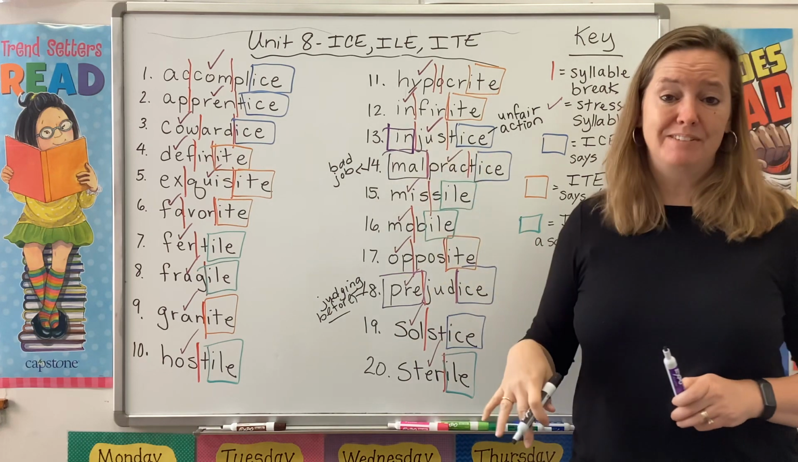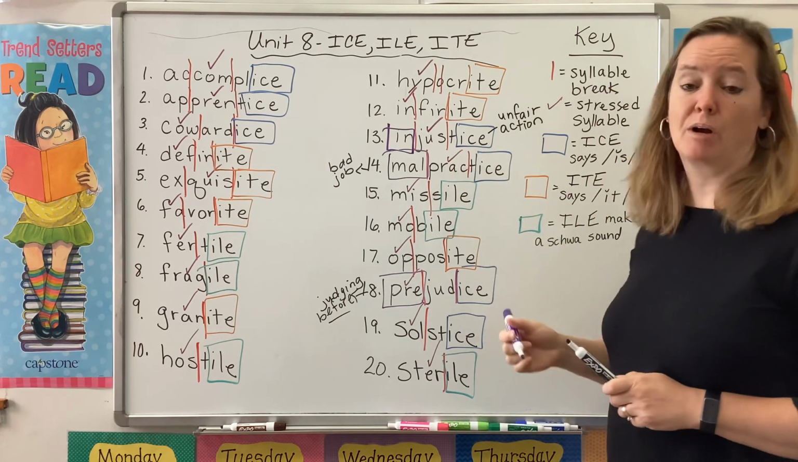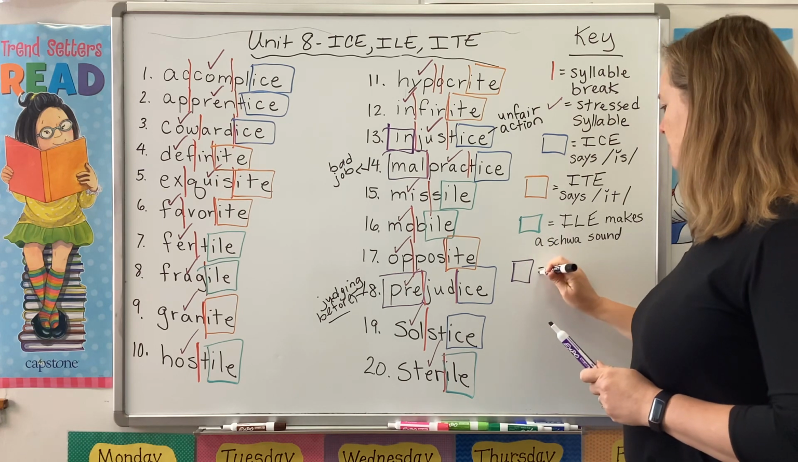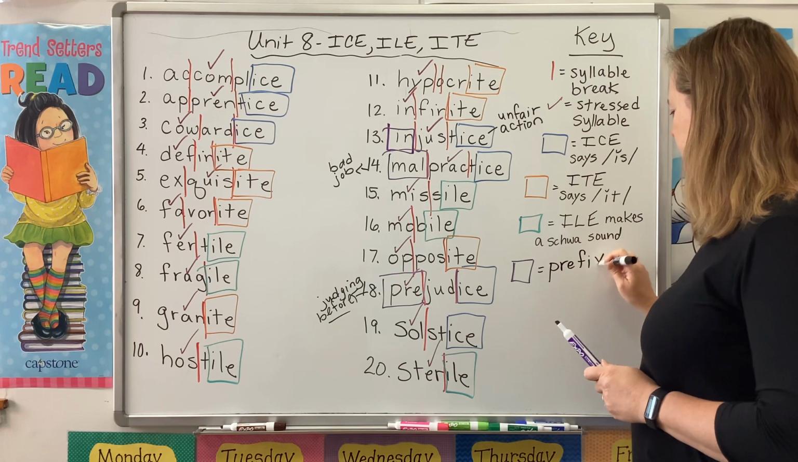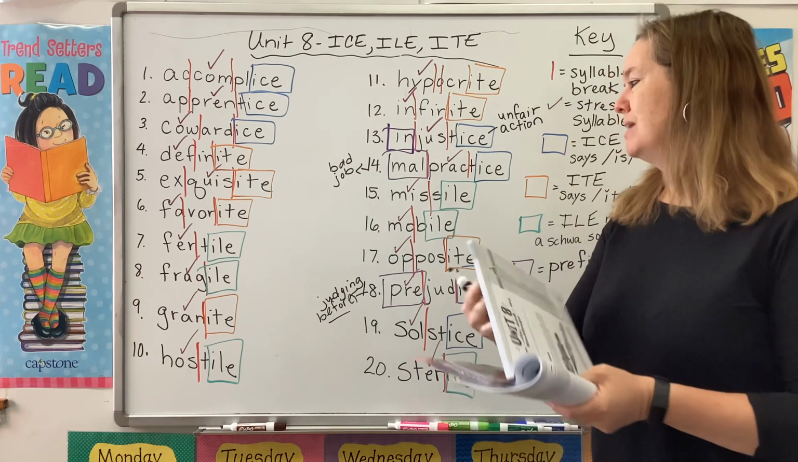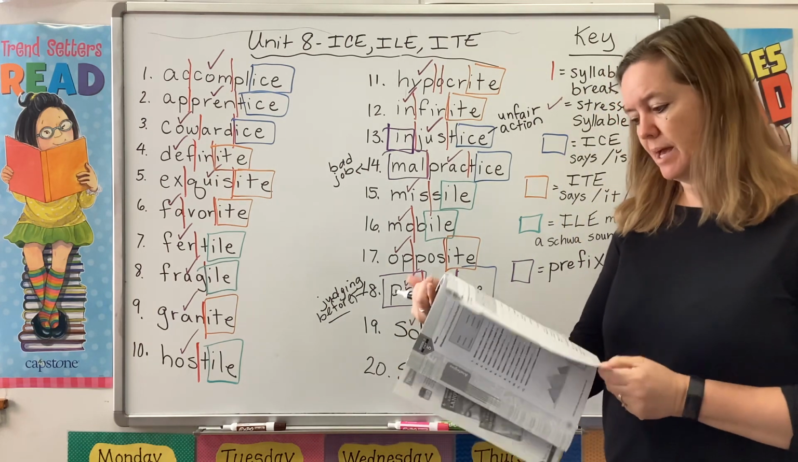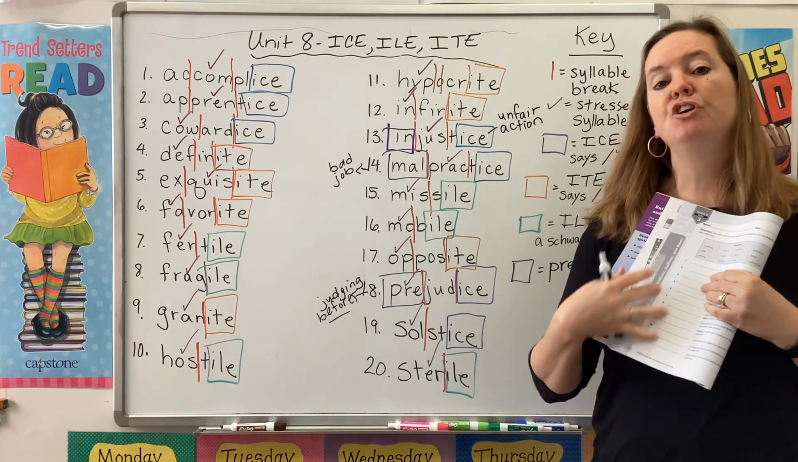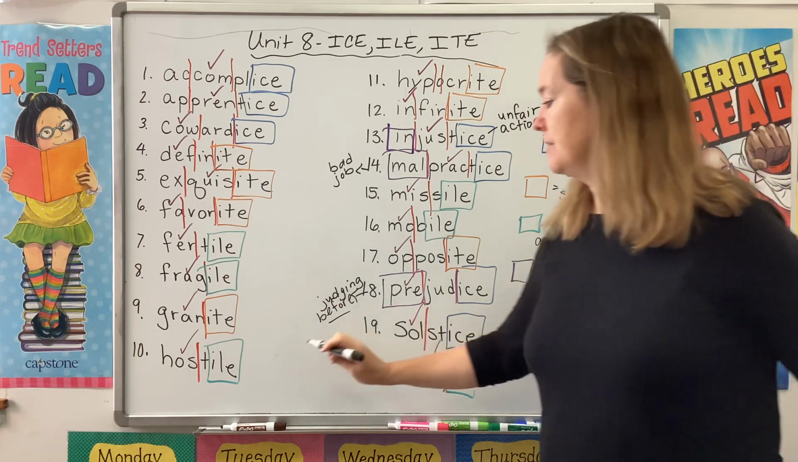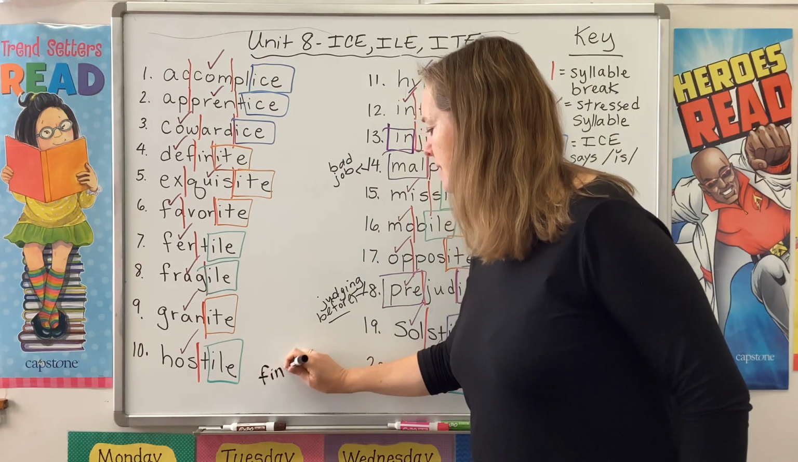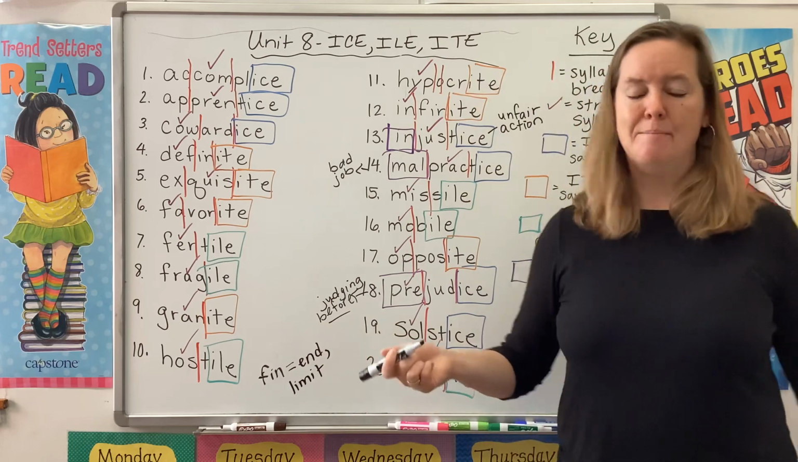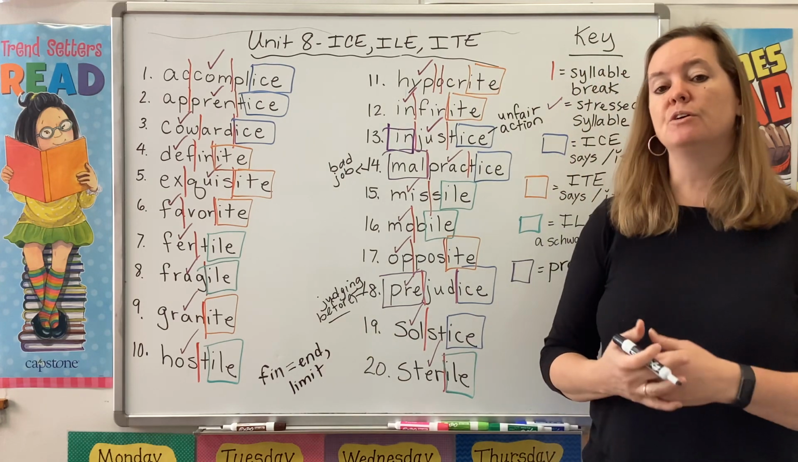There are some other prefixes here, but these are some of the more common ones that I want you to be aware of. So, purple box equals prefix. Okay, and then we're not going to talk about suffixes, but when you get to page 56, you're going to learn a new root. So today you're going to learn that the root fin means end or limit. So think about finish. When you finish your dinner, that's the end.